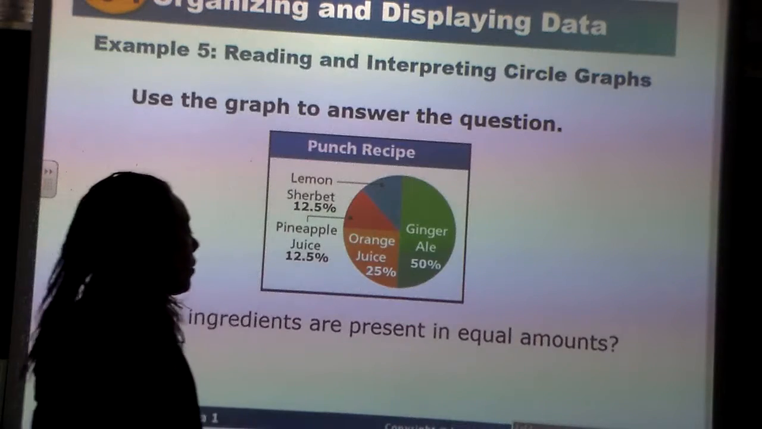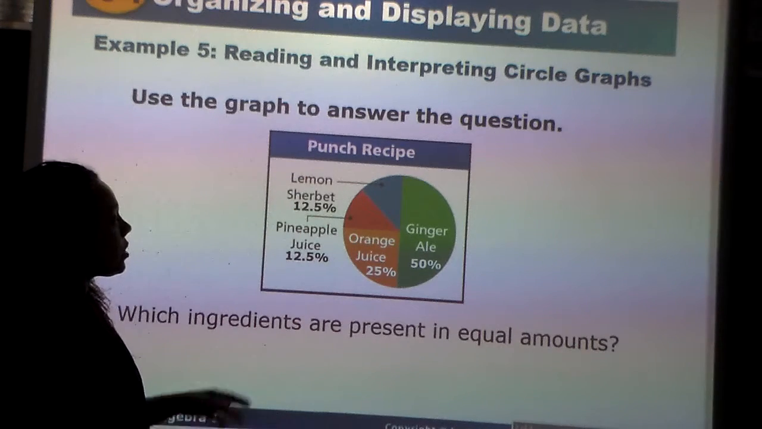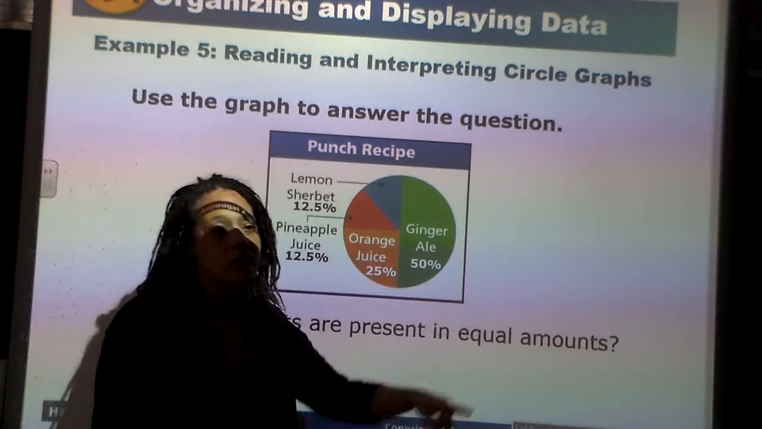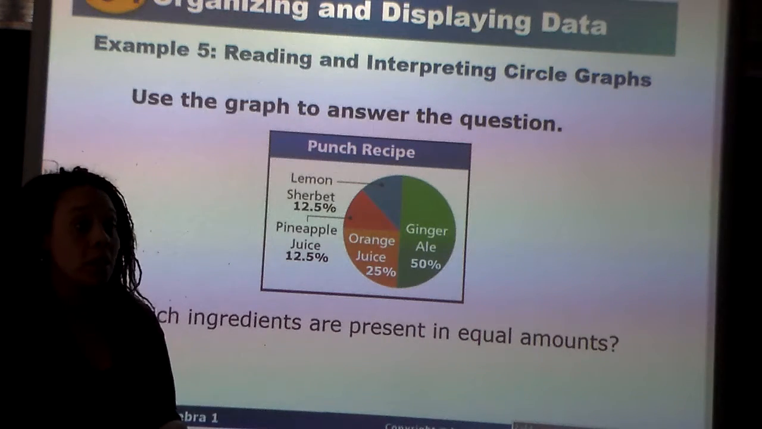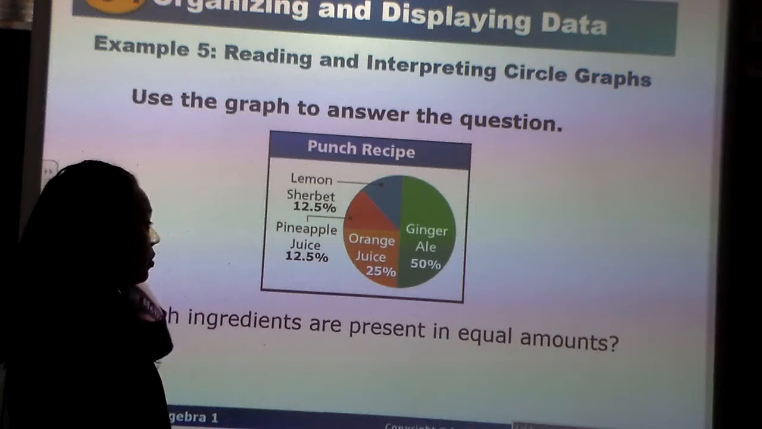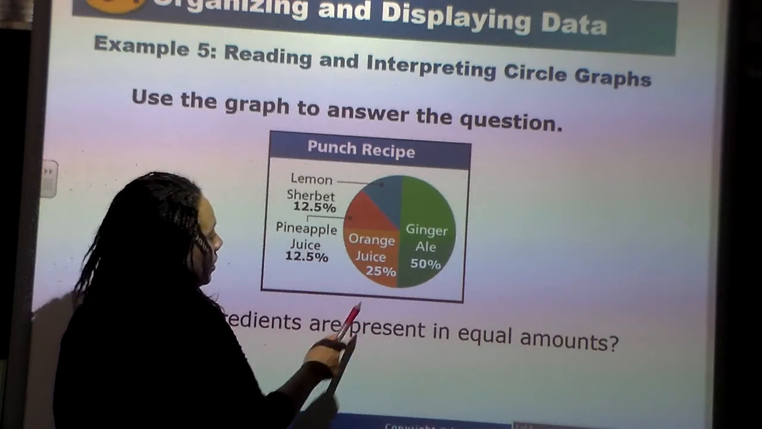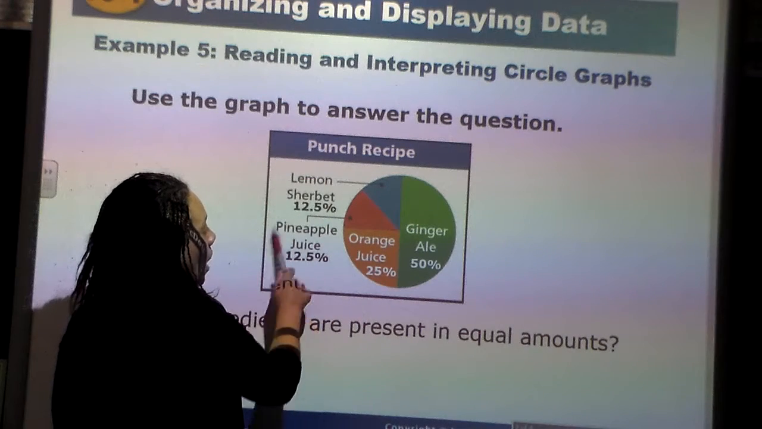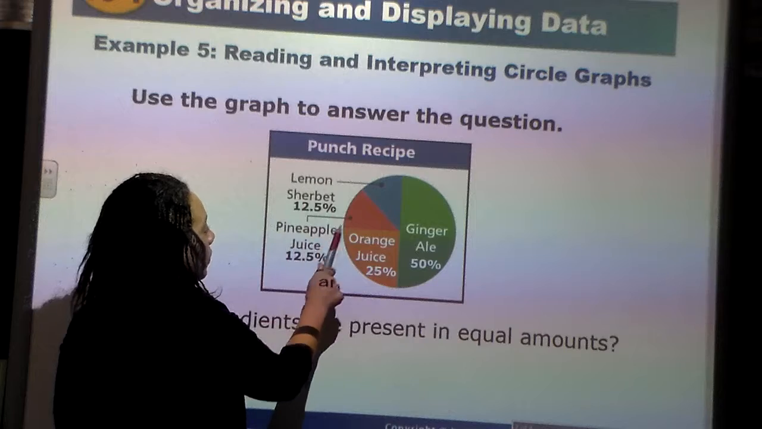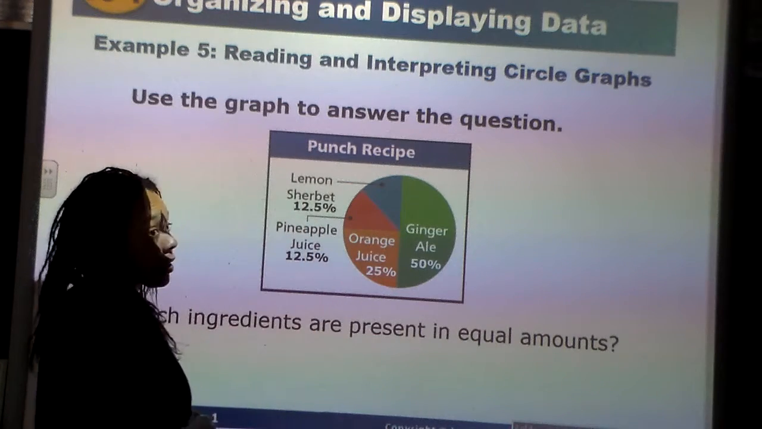Let's look at how these look here in an example. Use the graph to answer the question. So it looks here we have a punch recipe. Somebody's going to a party, they're making a big bowl of punch, and what they're putting in this punch is shown for you. So it looks like half of it is ginger ale, 25% of it is orange juice, pineapple juice is 12.5%, sherbet is 12.5%, and lemon is whatever is left over.